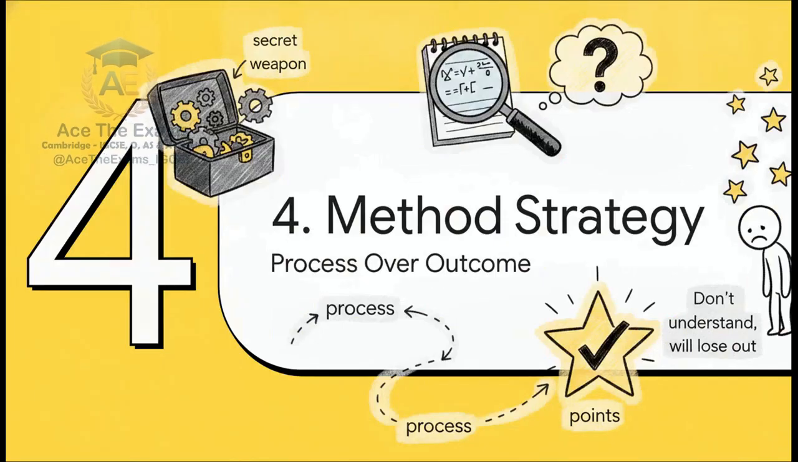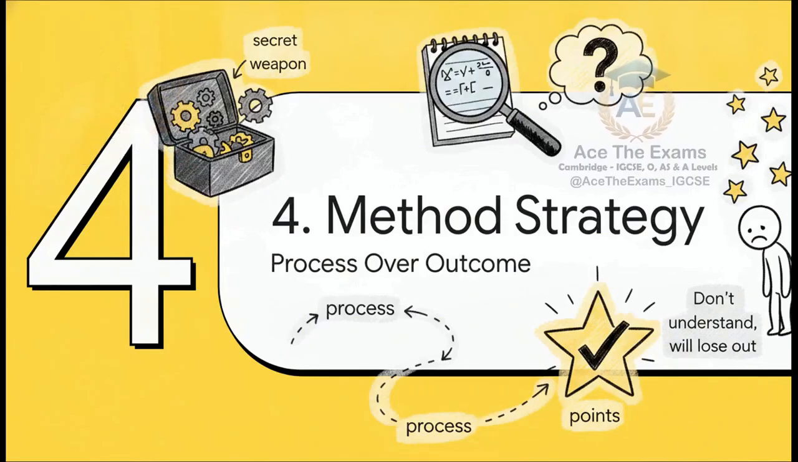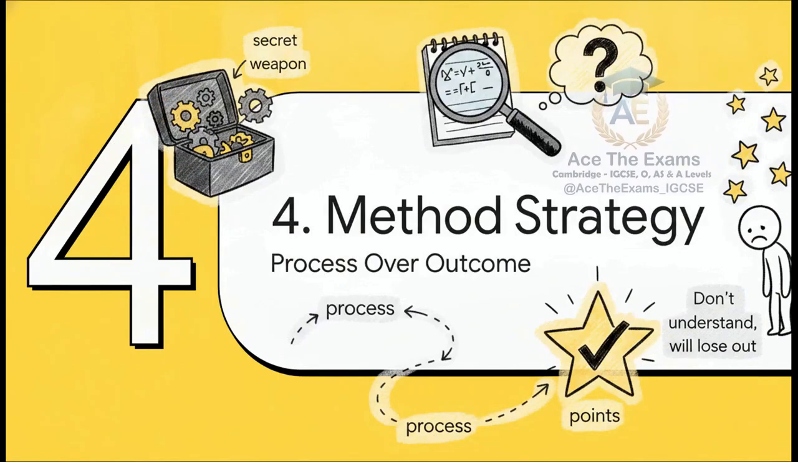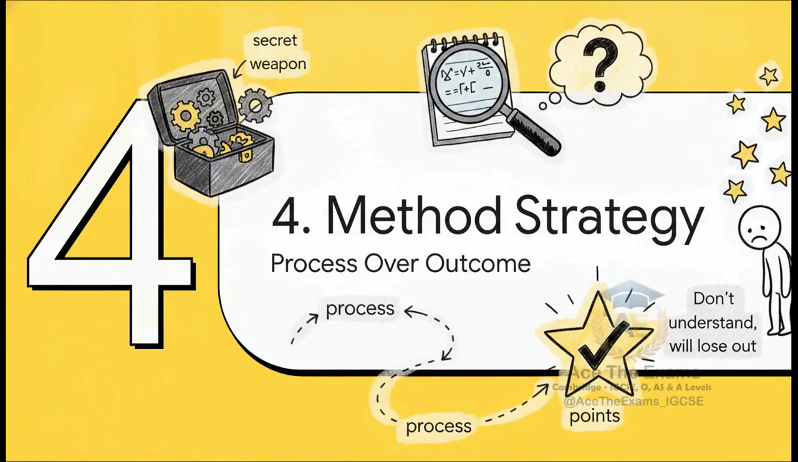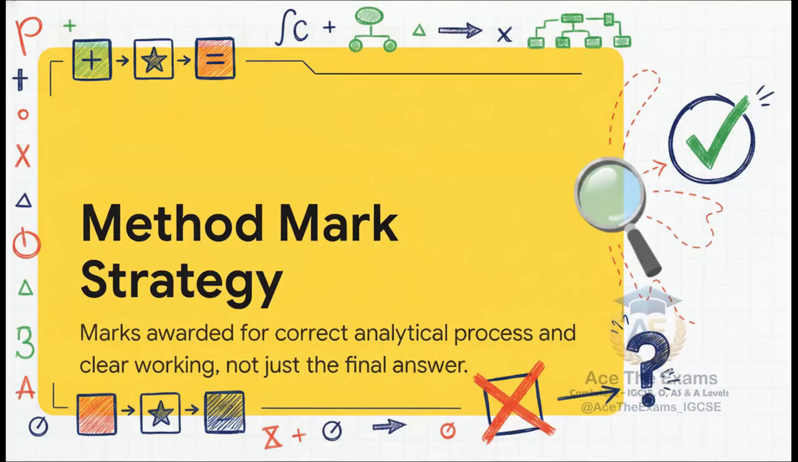Let's move to section 4, the method mark strategy. Honestly, this is perhaps the most critical secret weapon in the examiner's playbook. This is where we turn those red pen marks into green check marks. Let's define the method mark strategy.